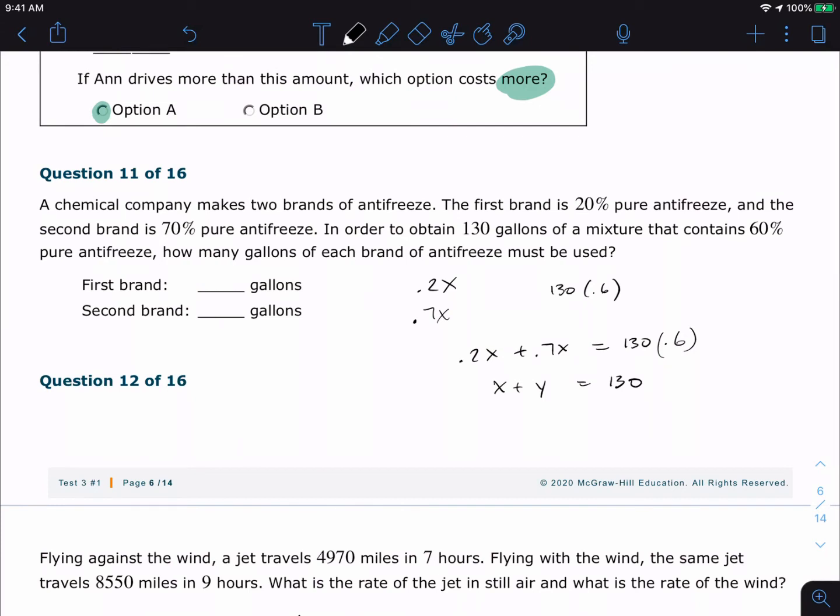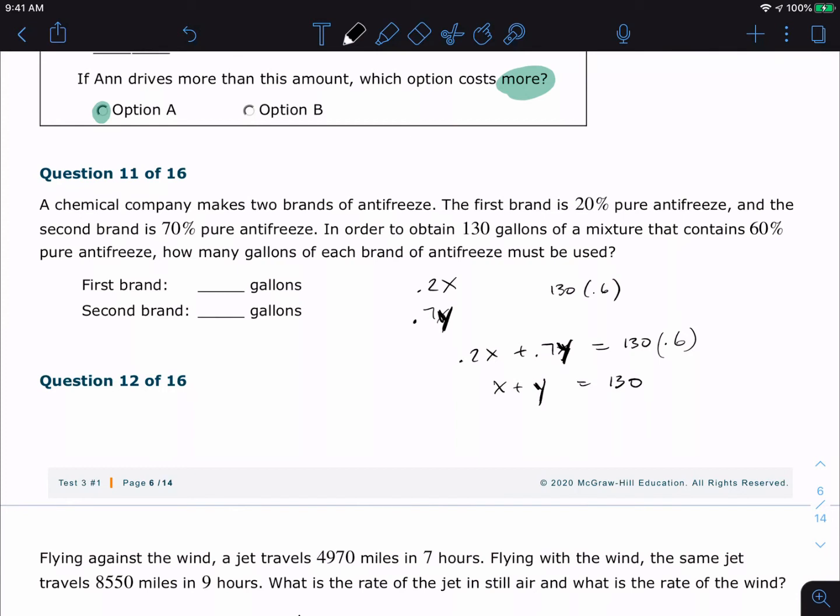Ooh, I should have called this y because they're not the same amount of gallons. Sorry, my mistake. Okay, so does that make sense? The mixture of 20% antifreeze in gallons of it plus the 70% gallons needed to add up to 130 gallons total. Does that make sense to you guys?